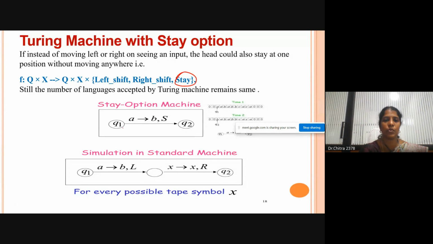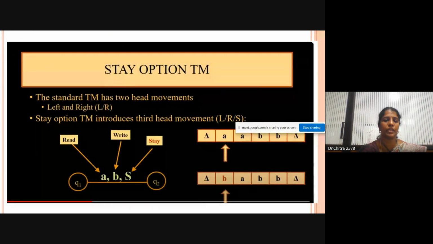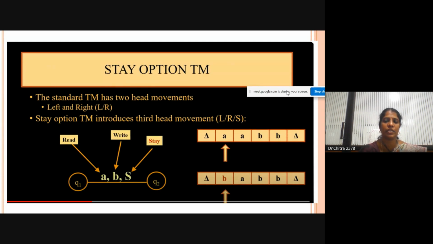Now see here Q1, Q2. Here the state changes from Q1 to Q2, reads the input symbol A and changes it to B. Again, it stays in the same position. After executing this step, A is converted into B, but the Turing machine stays in the same position itself. That is the stay option Turing machine. Consider A/B, S: read this one, write, and stay. This is the general way to describe this. It means A is converted into B, and the head remains in the stay option. This is one of the modified versions.